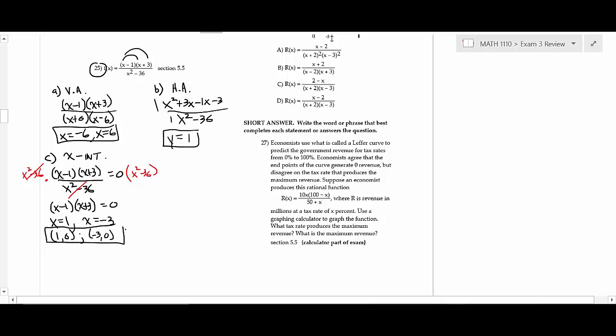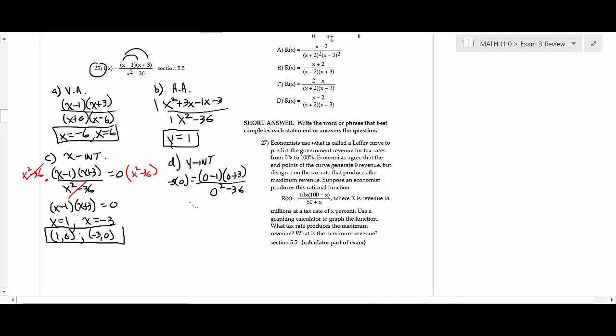So when you're working with a rational function, you've got to do the same thing. And then the next thing we would probably do is a y-intercept. How do you find y-intercepts? It's that x equals 0, right? So you're just doing f of 0. If you go to your original function, you would have 0 minus 1, 0 plus 3 over 0 squared minus 36.